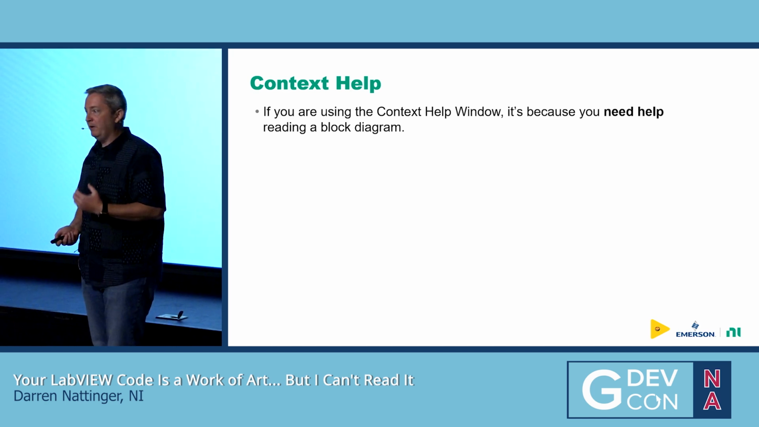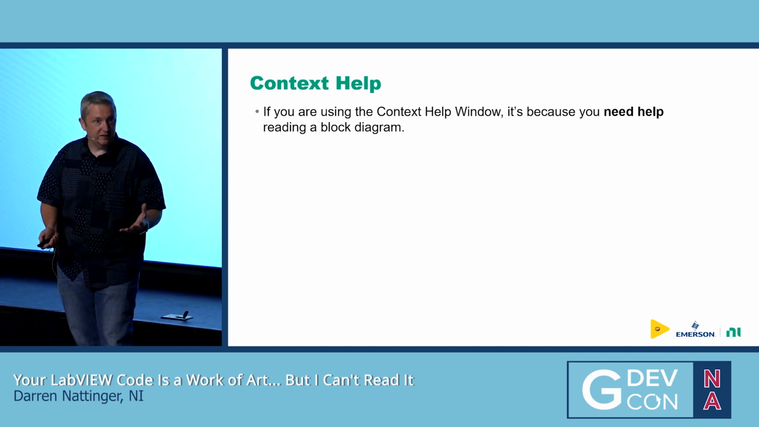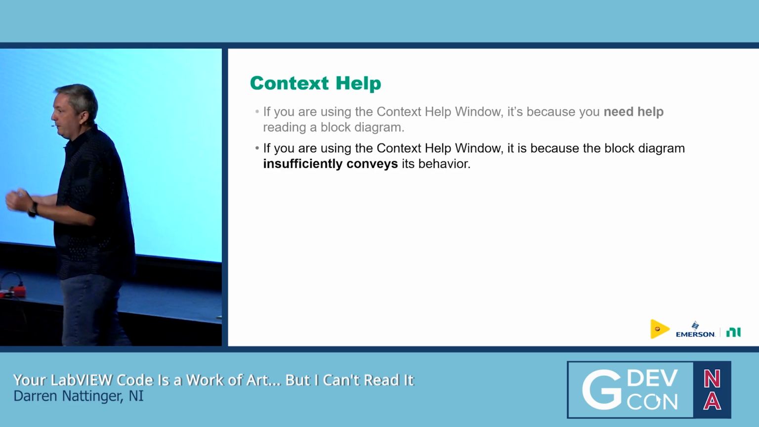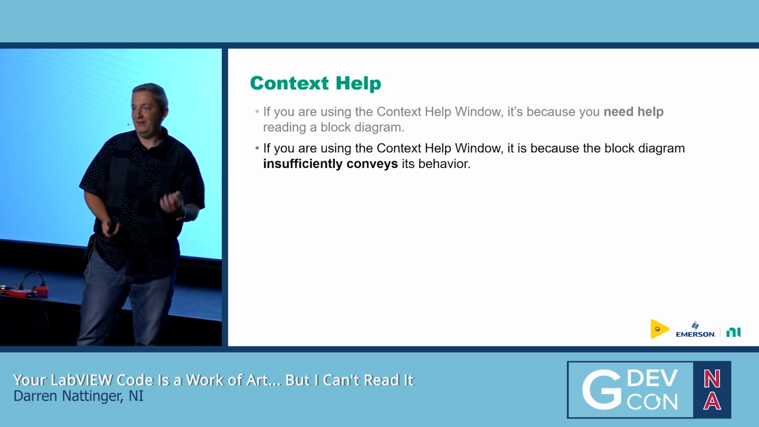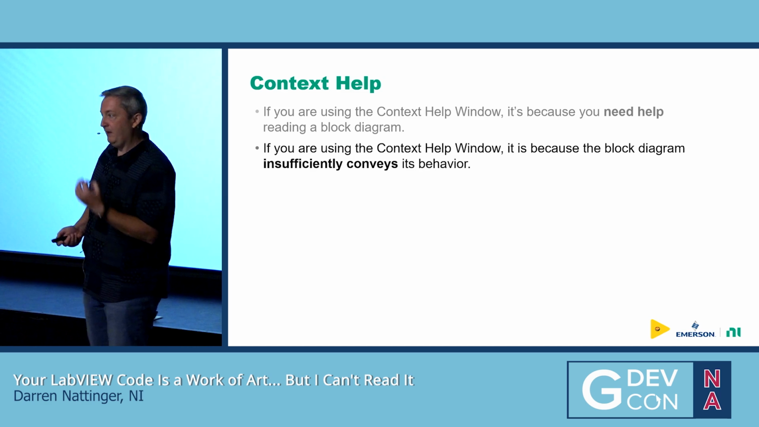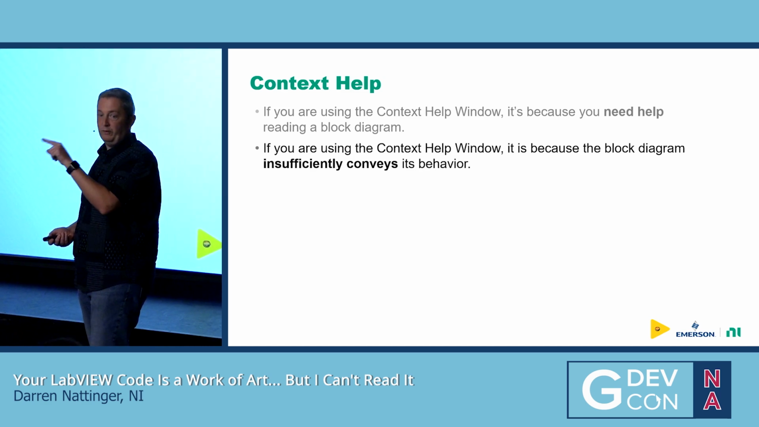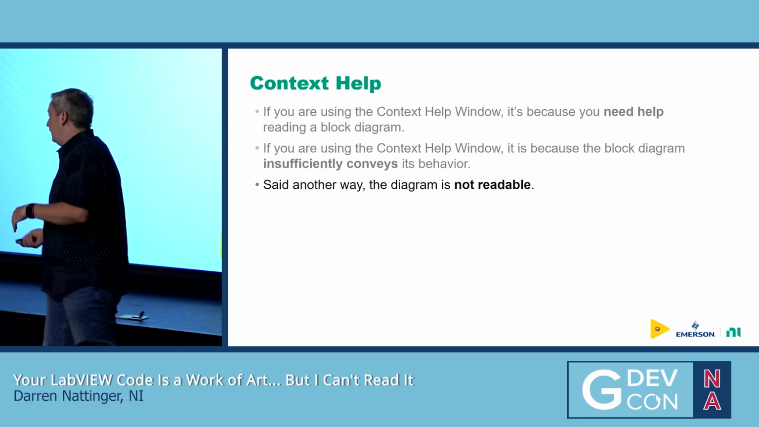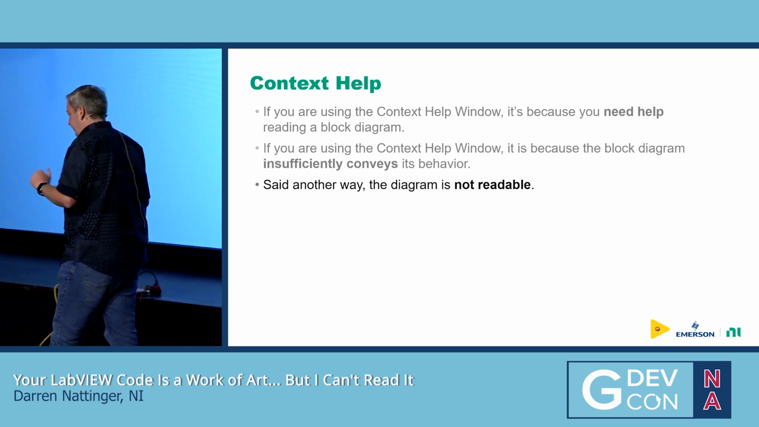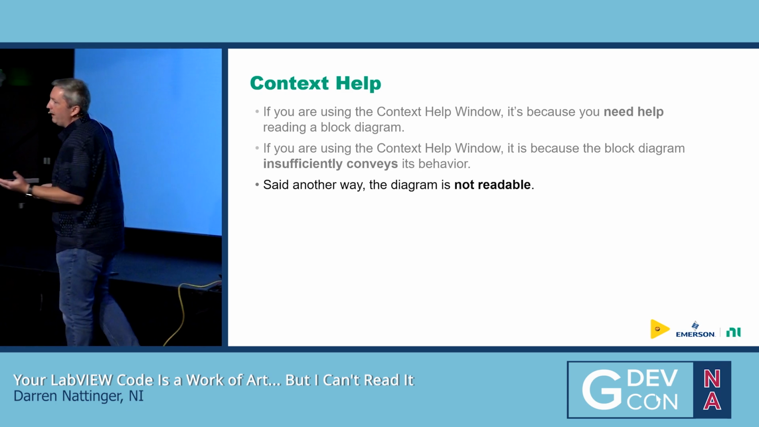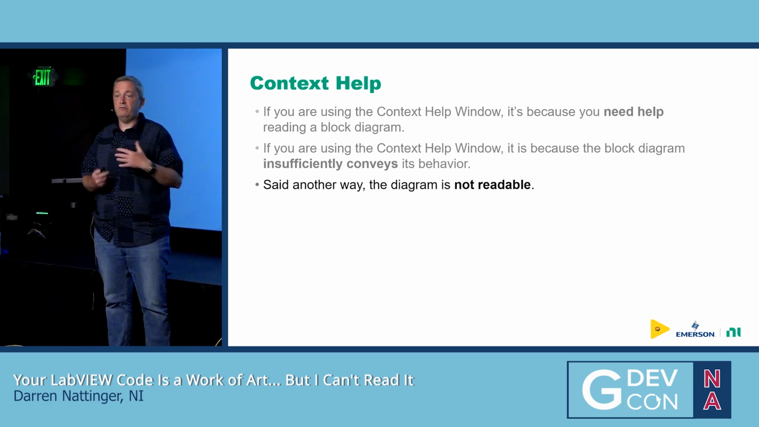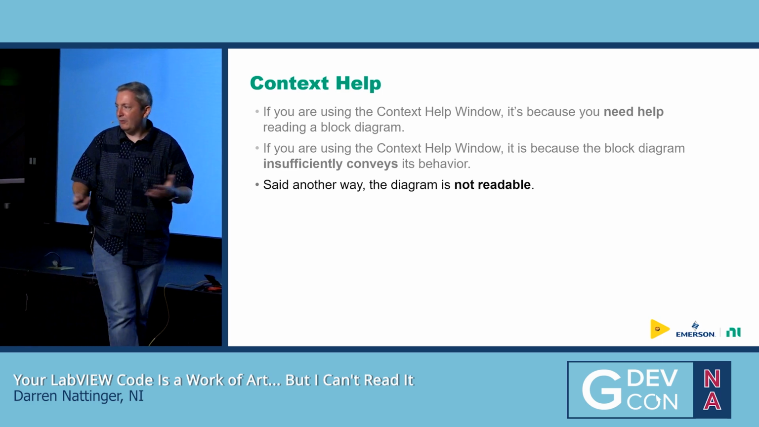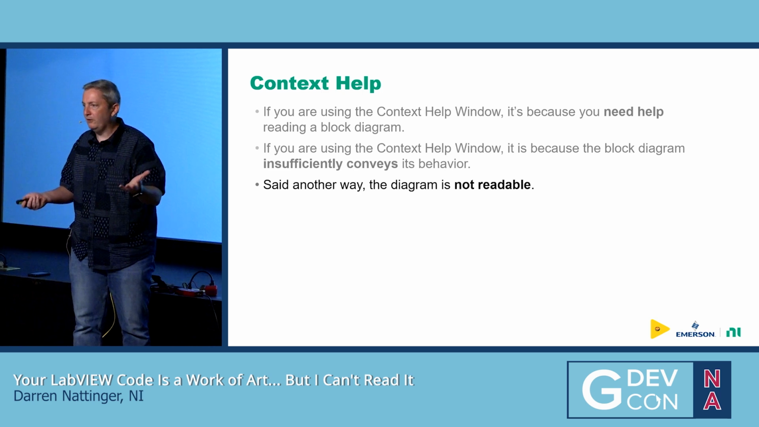You're looking at a block diagram, you're reading the block diagram, you don't understand something, you bring up context help. If you're using the context help window, it's because that block diagram is not sufficiently conveying to you how it works. If I could look at that block diagram and know how that node worked or what that node does or what that node even is, I wouldn't need to bring up the context help window. So if I press Control-H, it's because there is a readability issue on the block diagram. Now maybe one exception could be code I've never seen before. There are some math functions or analysis functions on the block diagram. I need to learn what they are. I've never even seen them in the palettes or Quick Drop before.